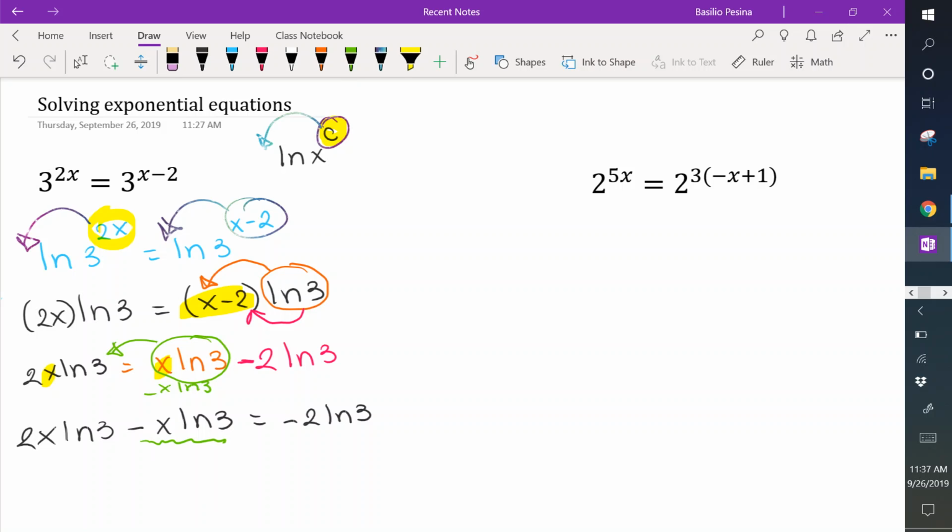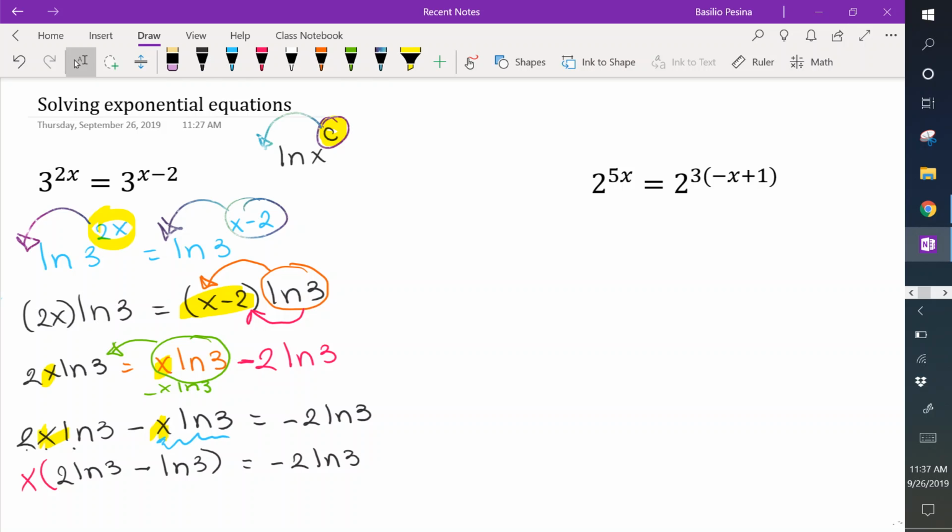Okay, now from here I can combine like terms. Notice that these two terms still include the x's, right here and right here. So if they both have x's, I can factor them out. So x times what is left over of this term. If it has 2x ln of 3, if I factor out the x, I have 2 ln of 3 minus ln of 3, equals negative 2 ln of 3. Okay, let's see if I can combine like terms.